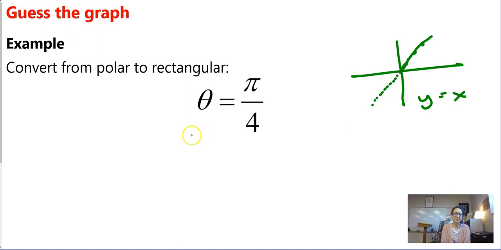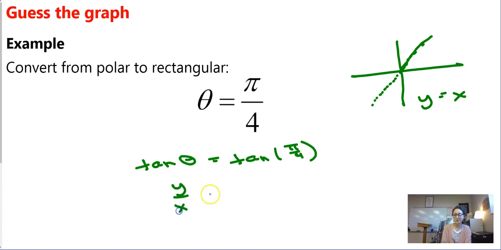So here's what I'm going to do when I have just theta equals a number. I'm going to take tangent of both sides, okay? So I've got tangent of theta equals tangent of pi over 4. All right, well, look at what we wrote in our notes. We said that theta is equal to inverse tan of y over x. In other words, tan of theta is equal to y over x. Tangent of pi over 4, that would be root 2 over 2 over root 2 over 2. That's 1. So multiplying both sides by x, I do indeed get that y equals x.